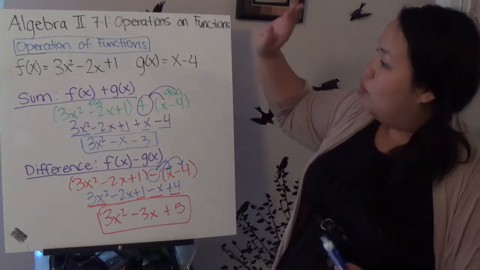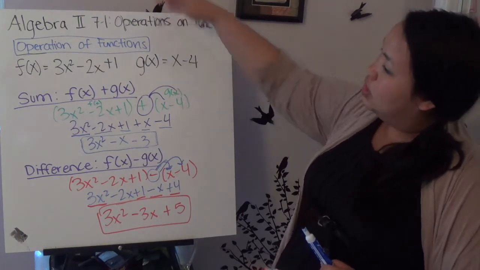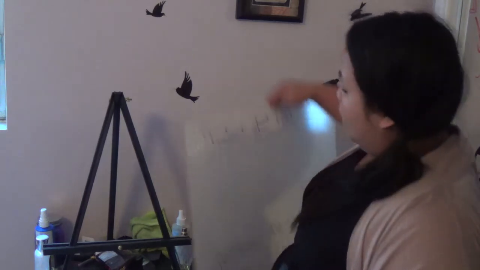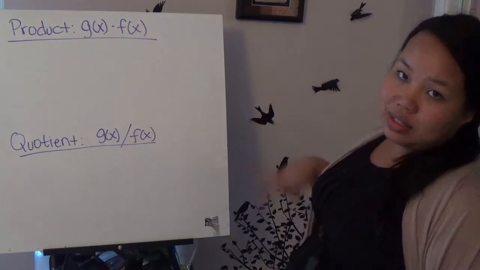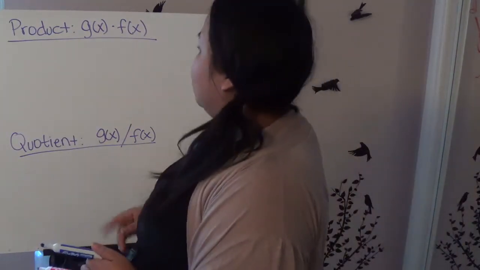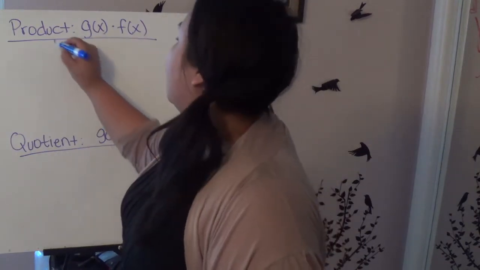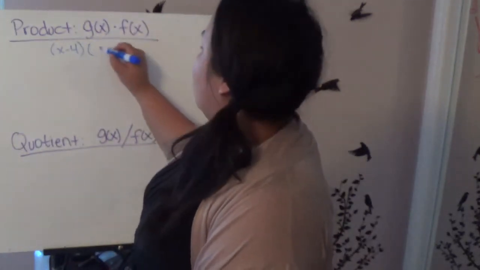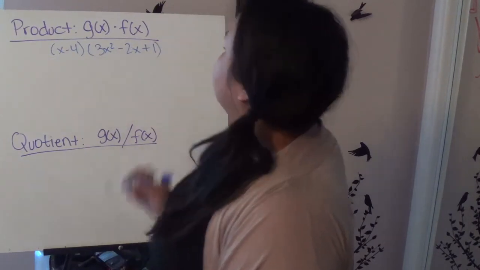Now we're going to try a little bit more fancy ones. Go ahead and pause that, write it down, vocabulary. We're going to do product and quotient, which are fancy terms for multiply and divide. And we're going to use the same equations. We're going to be multiplying here. G of x comes first, so g of x is x minus 4 times f of x, which is 3x squared minus 2x plus 1.